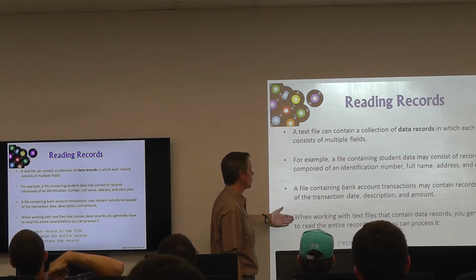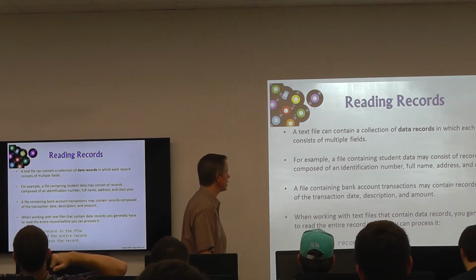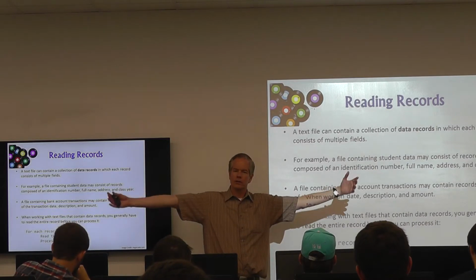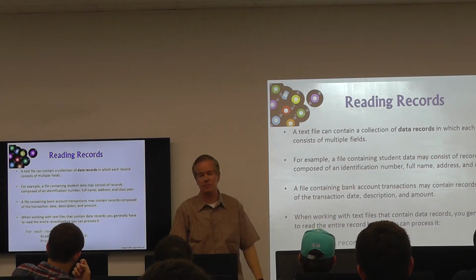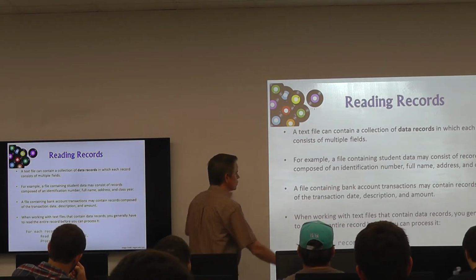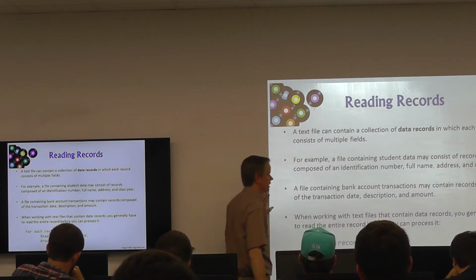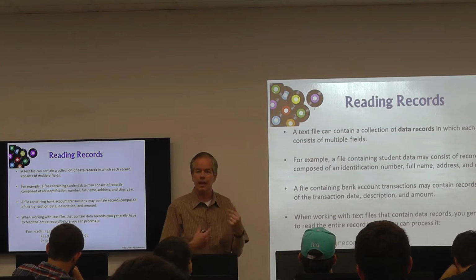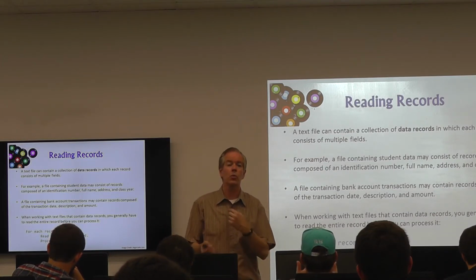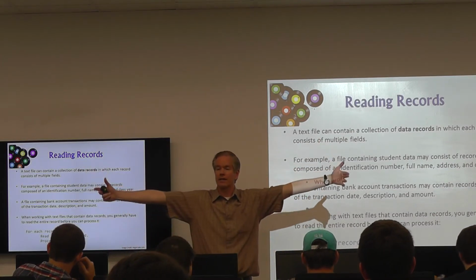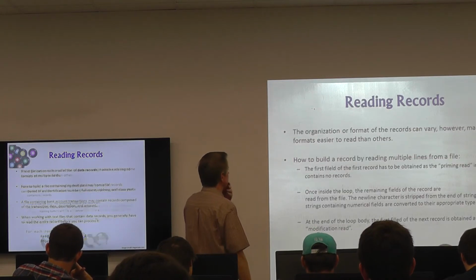When you're working with text files that contain data records, you generally have to read the entire record before you can process it. And that makes perfect sense, doesn't it? So for each record in the file, read the entire record, and then of course go ahead and process it. So this is one of the tricks where you don't want to read in characters, you don't really want to read in words. You want to keep reading until you have, for example, the complete patient data record.